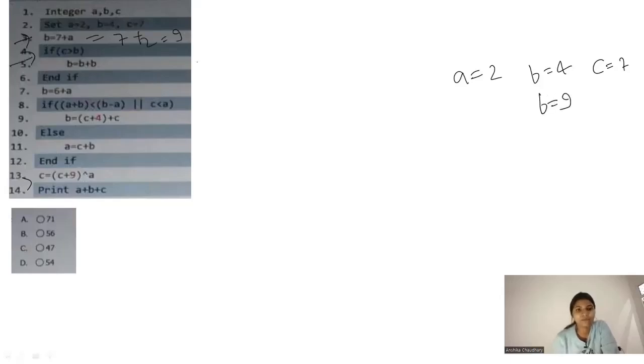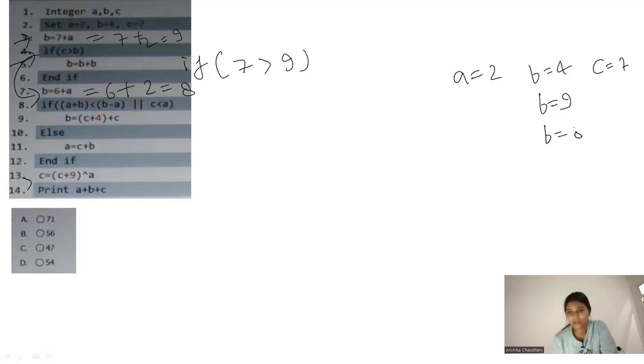Now in this line number 4, if c is greater than b, so what is the value of c? 7 is greater than b. B is 9. So 7 is greater than 9. So this will become false. We will not go into the if part. We will directly jump out here at line number 7, and we will update the value of v by 6 plus a. So a was 2, so it will become 8. So now this time v value is 8.